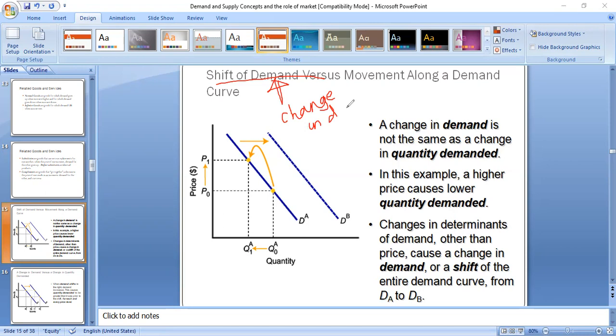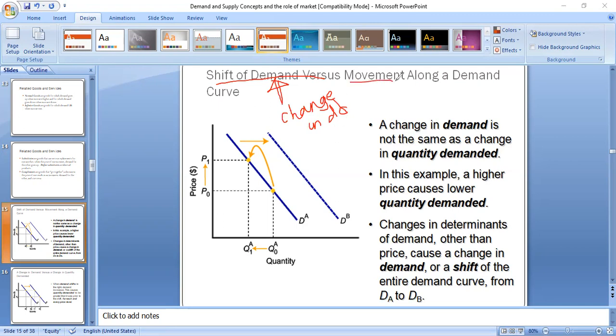The shift or the change in demand means there is a shift of the demand curve either to the left or to the right due to the non-price factors that affect demand. What are the non-price factors that affect demand? Or the factors that affect demand excluding price.